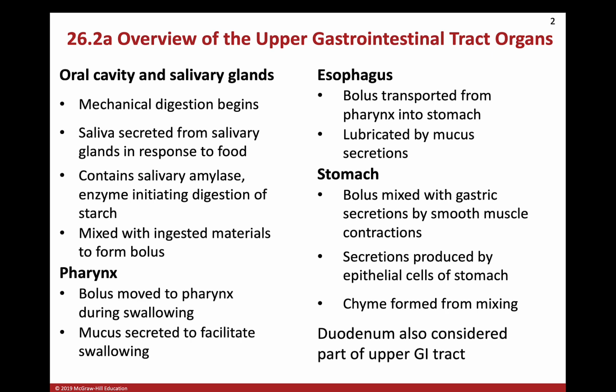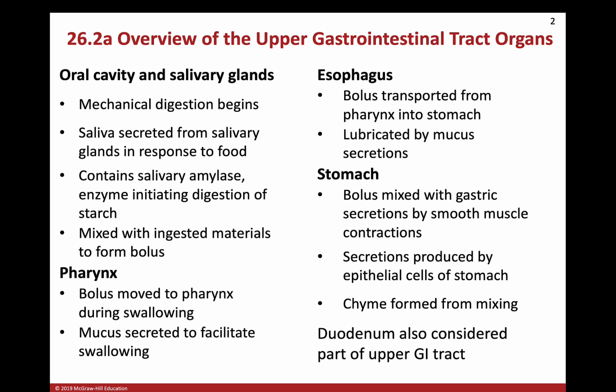If we look at the structures, we basically look at the oral cavity and salivary glands, the pharynx, the esophagus, and the stomach. Now, our text considers the duodenum, which is the first part of the small intestine, to be part of the upper GI tract. I understand why they do so, but I do not like splitting organs, and we will further address the duodenum in the second part, which is focusing on the lower GI.